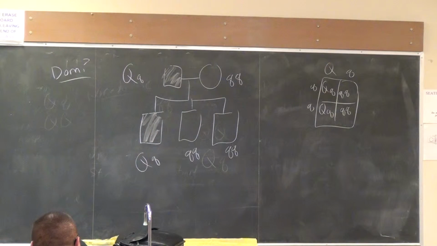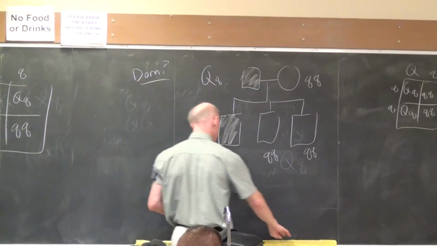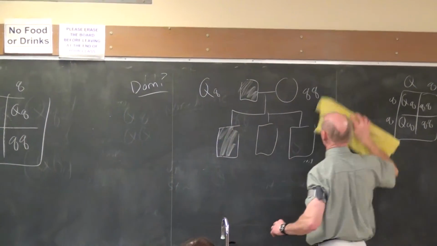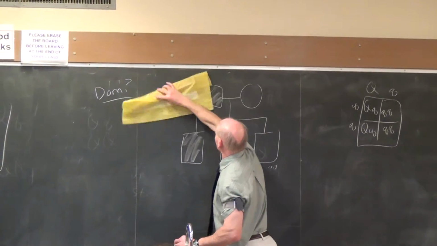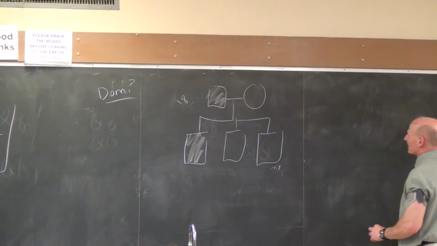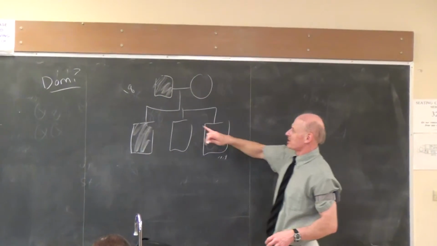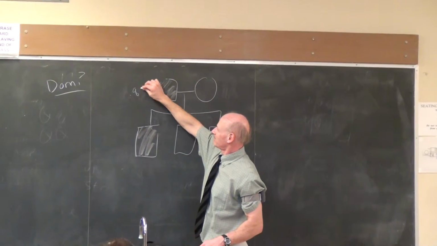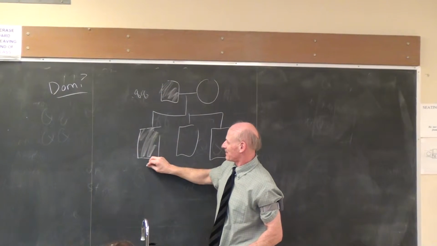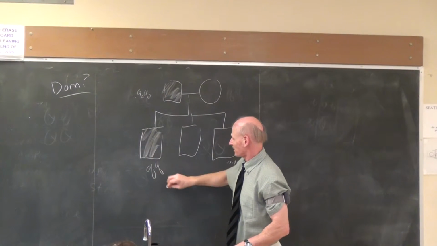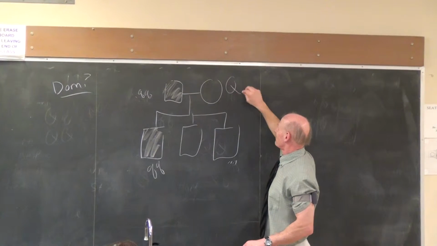So for this chart, where the disease is not skipping a generation, it's showing up both in the parents and the offspring, it's possible that it's a dominant disease, but it's also possible that it's a recessive disease. Let's see if we can make that work. If it's a recessive disease, so you get it by being little q, little q, what's dad's genotype? What's this boy's genotype? Little q, little q. Could mom be big Q, big Q?